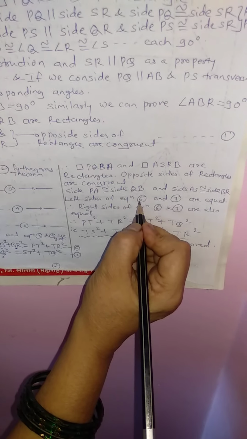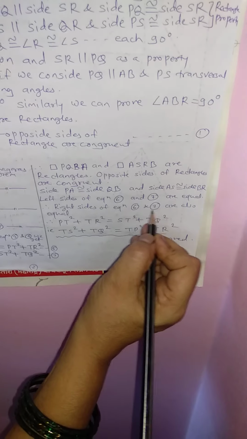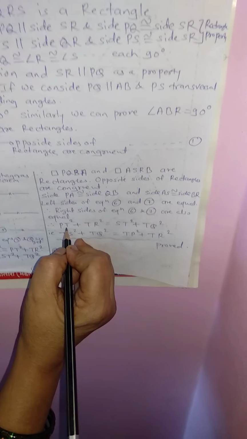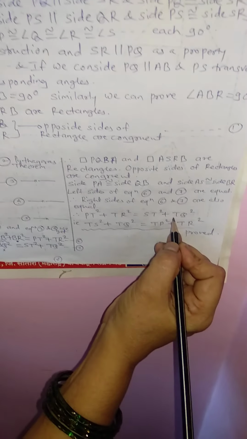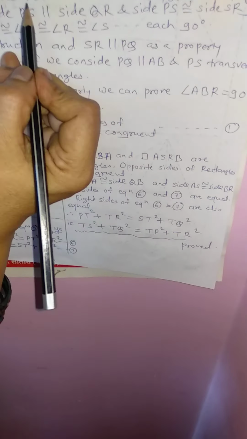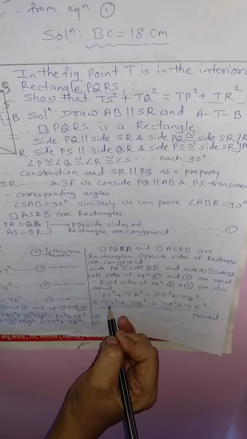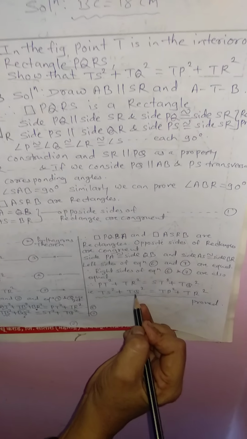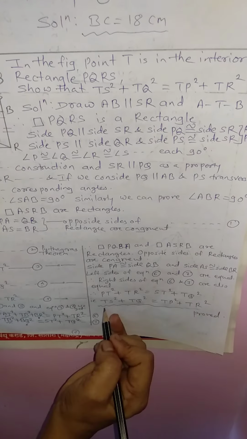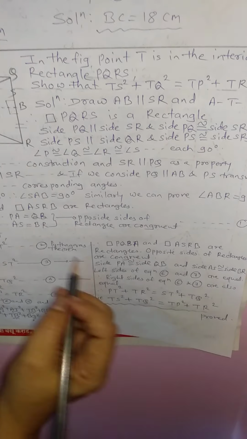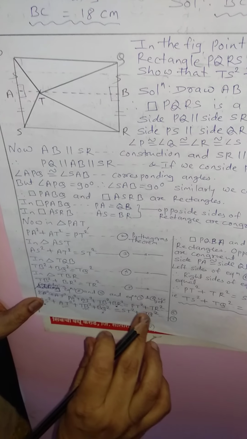So the left sides of the 6th and 7th equations are equal. Therefore, the right sides of the 6th and 7th equations are also equal. Means PT square plus TR square is equal to ST square plus TQ square. In the proof, what they ask is TS square plus TQ square, means the sides we have to change. So TS square plus TQ square is equal to TP square plus TR square, which we were asked to prove. So if we study carefully, then these 5 marks we can easily get. Thank you.